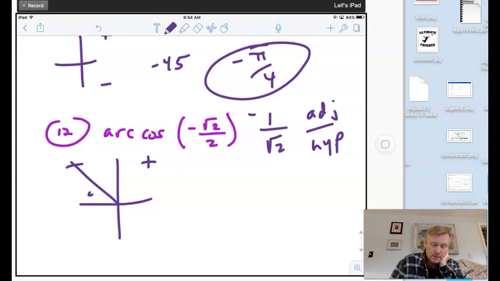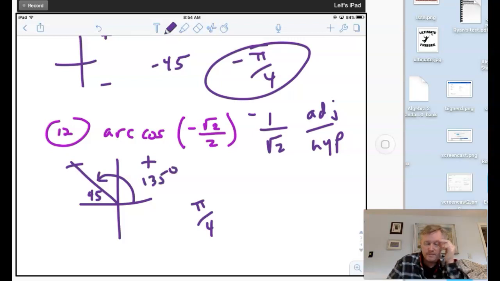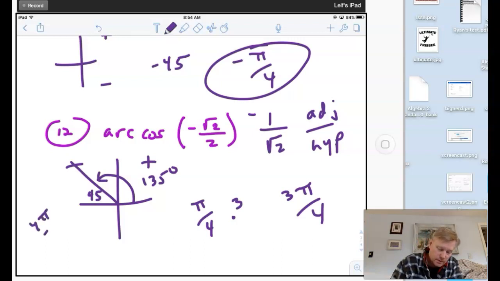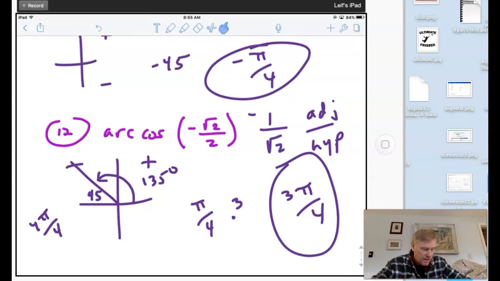So that means this is 45. 45 degrees is pi over 4, which means this is going to be 180 minus 45, which is 135. 135 is 45 times 3, which is 3 pi over 4. That's one way to think about it. You could also go 4 pi over 4 minus 1 pi over 4 is 3 pi over 4. Anyway, that's the answer. I should circle that. Okay.